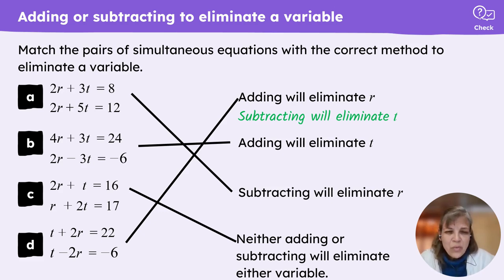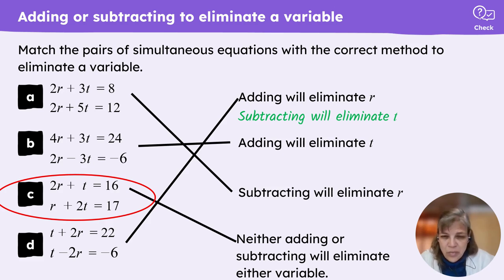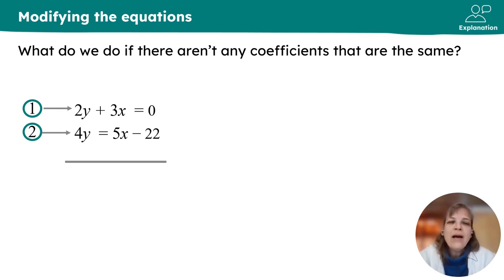That wasn't an option anywhere, but that would also be true. So what do we do with ones like C, letter C, when we don't have the same variable coefficient? If the coefficient isn't the same, or isn't a zero pair, how do we eliminate one? Do you remember? Maybe you could share your ideas. Okay, welcome back. Hopefully, you remember that if there aren't any coefficients the same, we can modify one equation or the other.